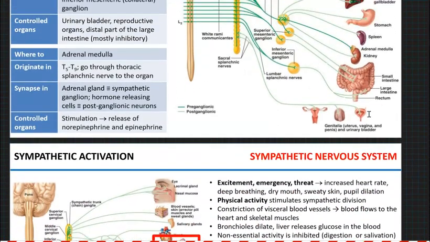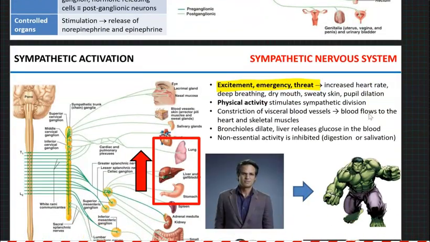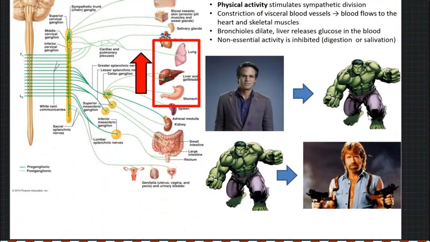So, what causes sympathetic activation? Excitement of any sort. It can be positive excitement. It can be exercise. It can be negative excitement, like we're being attacked by a rabid raccoon. Okay? So, basically, it mobilizes all your organs. In other words, that illustrates it perfectly. Sympathetic activation of Hulk results in Chuck Norris.